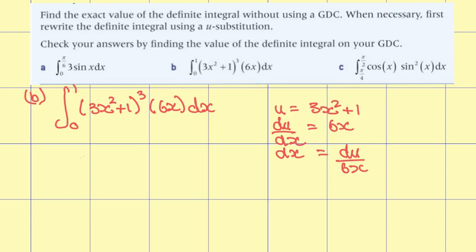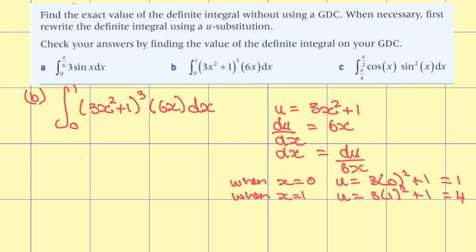Because we're going to change our equation, we also need to change our limits. We do this by substituting 0 and 1 into the equation u equals 3x squared plus 1. When x equals 0, we get u equals 3 times 0 squared plus 1, which equals 1. When x equals 1, we get u equals 3 times 1 squared plus 1, which equals 4.